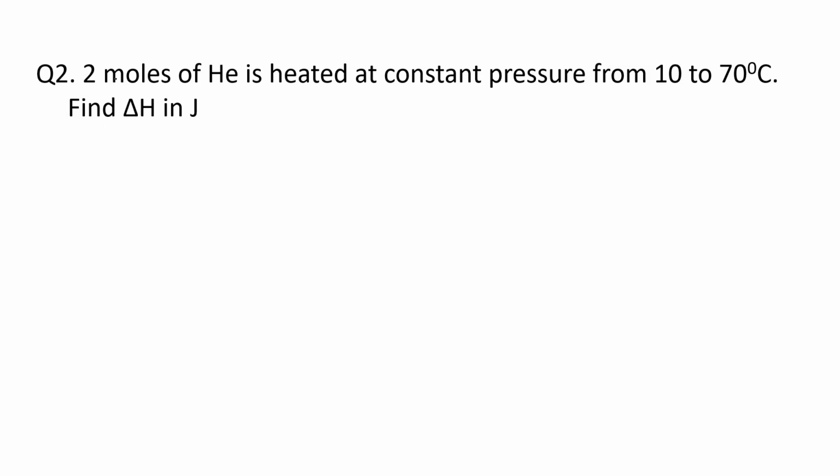Now, second problem. 2 moles of helium is heated at constant pressure from 10 degree to 70 degree centigrade. Find delta H in joule. Here delta H is n Cp delta T. What is Cp? Heat capacity at constant pressure. That is the heat required to increase the temperature of 1 mole of a substance by 1 degree centigrade. This is for 1 mole, so you have to multiply by the number of moles. And this is for 1 degree centigrade change in temperature, so you have to multiply it by the total change in temperature.